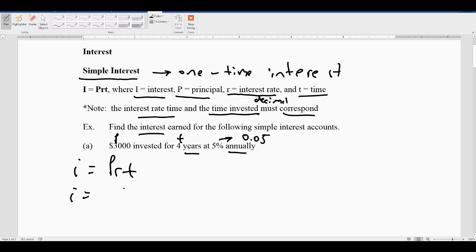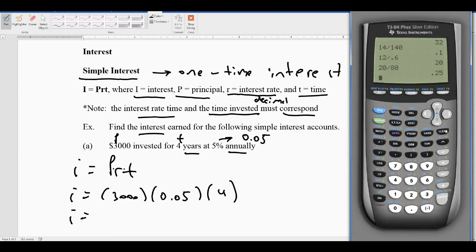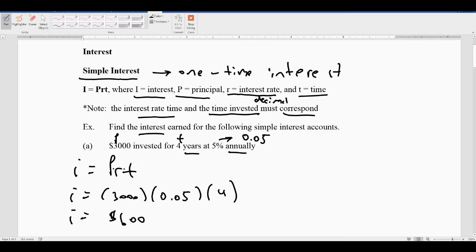We're going to substitute those into this formula, and that's P times R times T. So P is 3,000, R is 0.05, and T is 4. Now it doesn't matter what calculator you use, so I'm going to use a graphing calculator. I'm just going to multiply those out. So 3,000 times 0.05 times 4. And we get our interest of $600. Simple interest of $600.